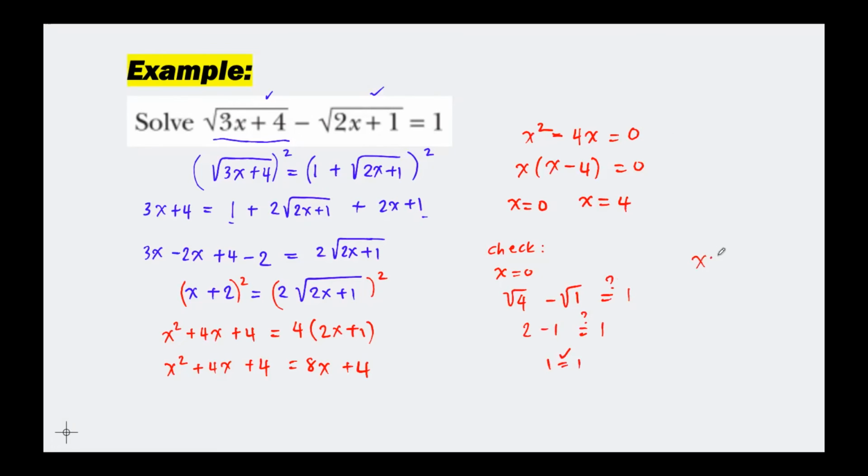And when x is equal to 4, let us also check about that. So that's square root of 3 times 4 is 12, 12 plus 4 is 16, minus square root of 2 times 4 is 8, plus 1 is 9. Is this equal to 1? So that gives us 4 minus 3. Is it equal to 1? And yes, they are the same. So therefore, for this case, we have 2 possible solutions.